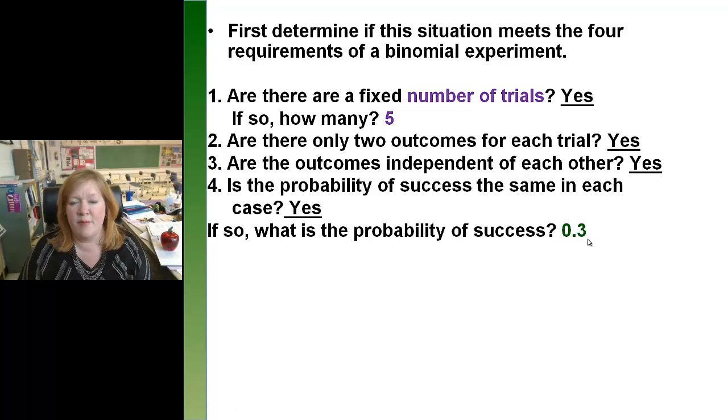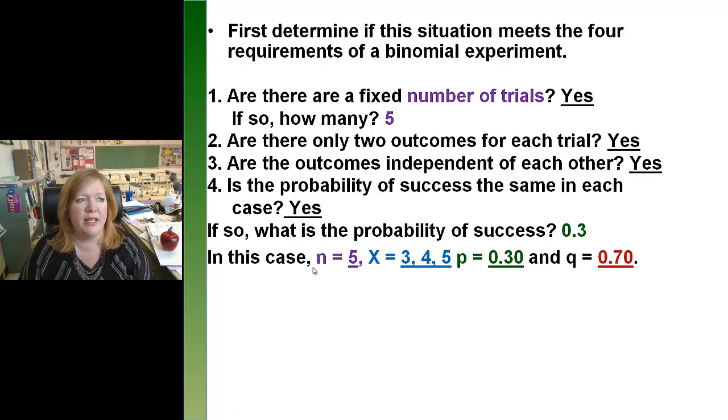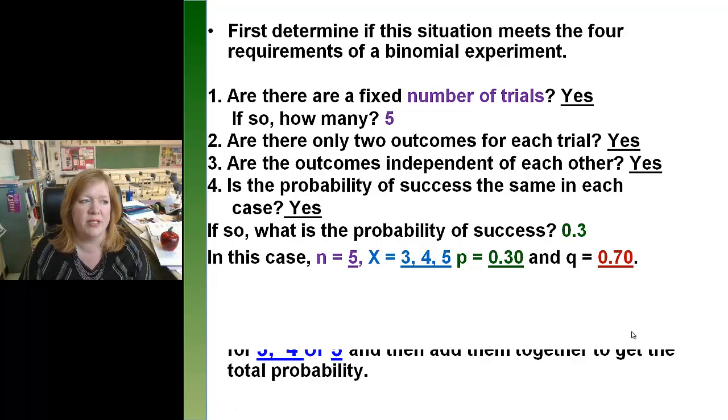What's the probability? 0.3, which is 30%. In this case, n equals 5, and X has to be 3, 4, or 5 because there's only 5 people selected. That's your number of trials. So at least 3 means you have to do it for 3, 4, and 5. You're going to have to do 3 of them. So P equals 0.3, Q equals 1 minus 0.3 to get the 0.7.